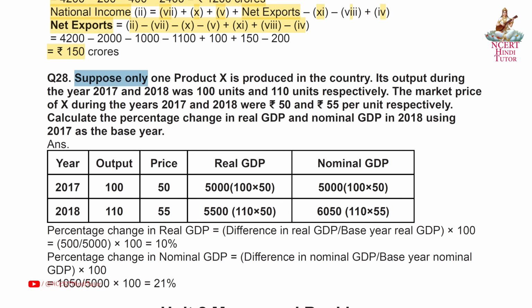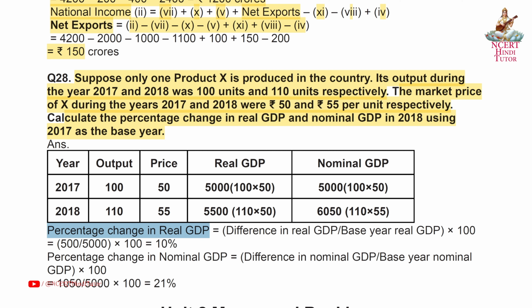Question 28. Suppose only one product X is produced in the country. Its output during the years 2017 and 2018 was 100 units and 110 units respectively. The market price of X during the years 2017 and 18 were rupees 50 and rupees 55 per unit respectively. Calculate the percentage change in real GDP and nominal GDP in 2018 using 2017 as the base year.